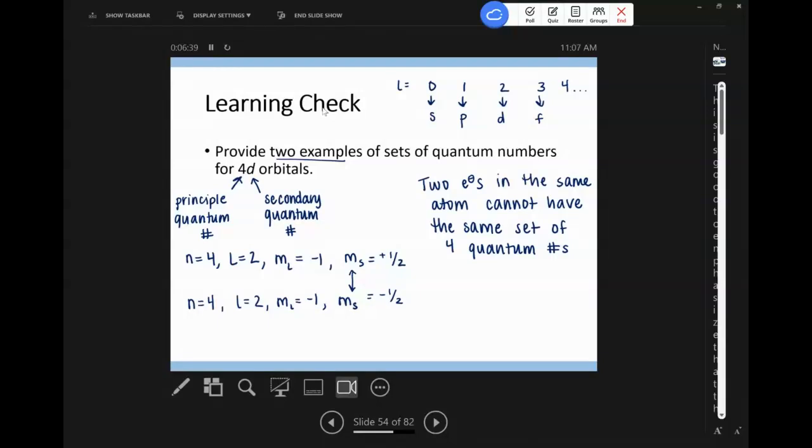Because I'm writing 2 different sets of quantum numbers and I have the same N, L, and ML value, I made sure that the 2 MS values were different. One's plus 1/2, one's minus 1/2, because 2 electrons in the same atom cannot have the same set of all 4 quantum numbers. So they have to differ some way. And if we're talking about electrons in the 4D orbital, that can be by the MS value or by the ML value.